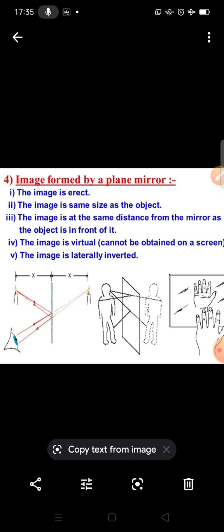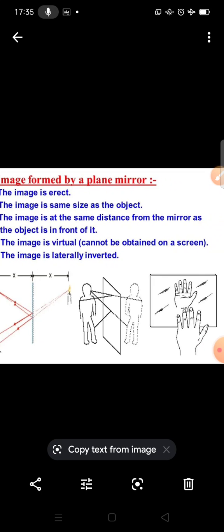The next point is that the image is laterally inverted. Lateral inversion means, consider a man. You can see there is a man standing in front of a plane mirror. You can notice that if he pretends to shake his right hand in front of the mirror, then the image in the mirror appears to shake the left hand. The left side is shown on the right in the mirror, and the right side is shown on the left. So this left-right inversion of the object is known as lateral inversion.